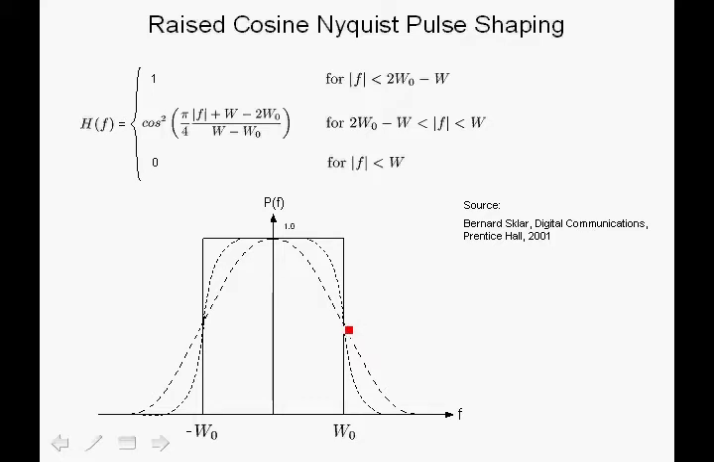Having symmetry about this point as shown ensures that in the time domain, all the impulse responses of these pulse shaping filters would have 0 crossings at fixed periods. We'll show that in a minute. This filter here, called the raised cosine filter, is for the case where the bandwidth is twice W0, and we can get filters in between.